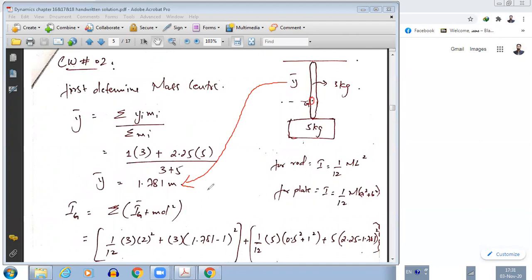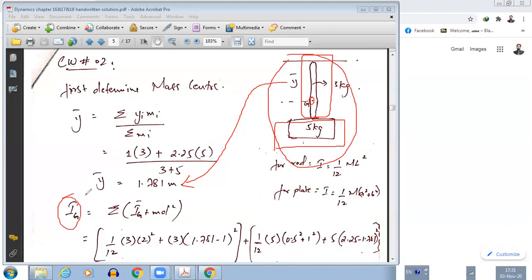Okay, so in order to find IG, I can convert this object into two discrete objects, one the cylinder rod, the other the thin plate. I need to do the summation for both objects at this point IG. This IG is not for the cylinder rod, but for the whole pendulum, not for one object.